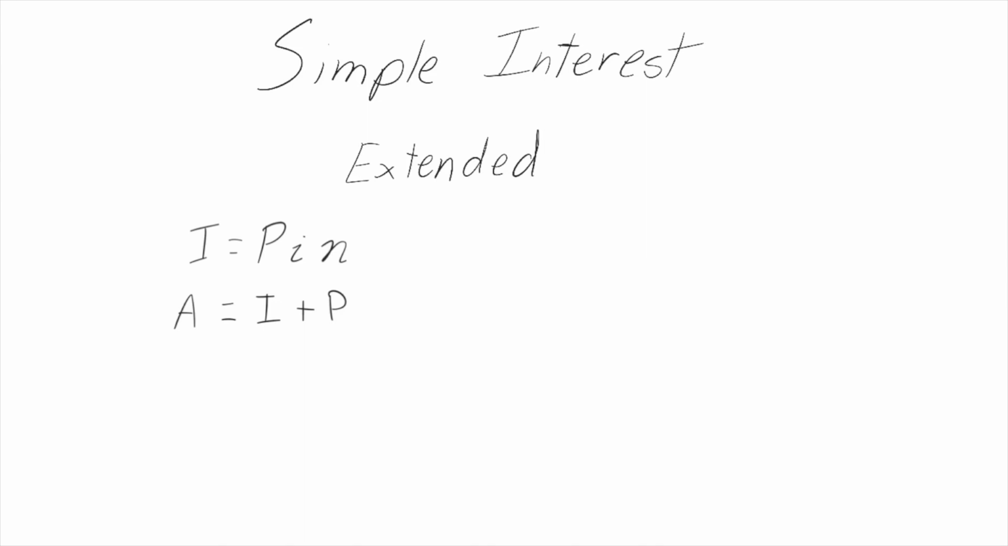We're going to be working backwards here, so we're going to start with our A equals I plus P, and let's say we want to find out what the interest that we've paid on our loan is. Well, if our A is $3,300, we don't have our I, but we do have our principal of $3,000.